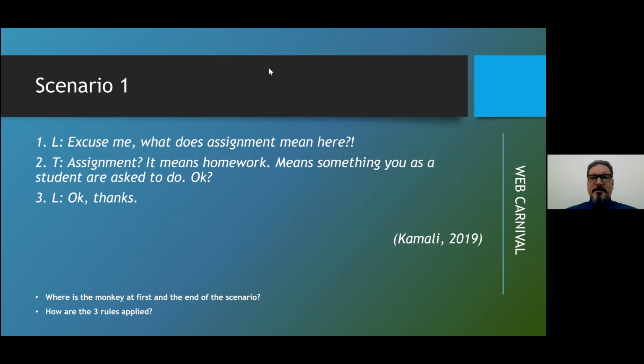So the first line of the scenario, the students try to send the monkey to the teacher. And in the second, I'm sorry, at first, what does assignment mean? So trying to send a problem through the problem to the teacher. And what does the teacher do? The teacher accepts it and tries to provide the answer to it and tries to solve the problem there.